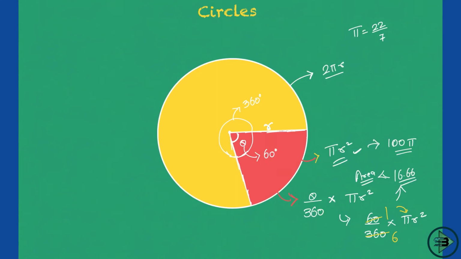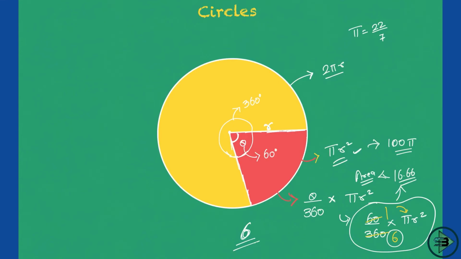So imagine this is a pizza, and this part, 60 upon 360, that is 1/6, is one slice that you can take from the pizza. So how many slices will there be in total in this pizza? This is 1/6 of the total, right? So there will be six slices in this pizza, and this is one slice, which is 1/6 of the total pizza. That's how you can imagine how the area of the sector is related to this.